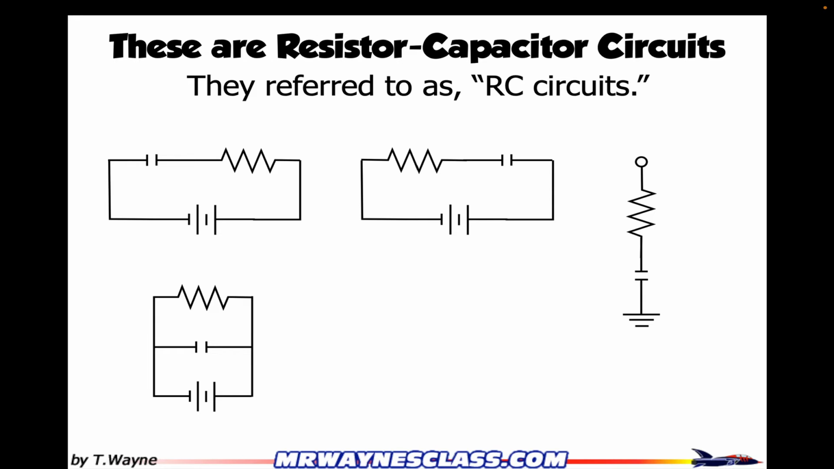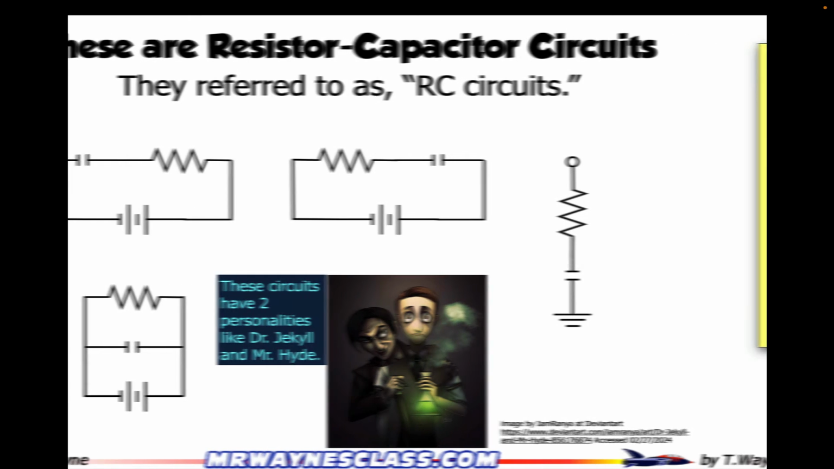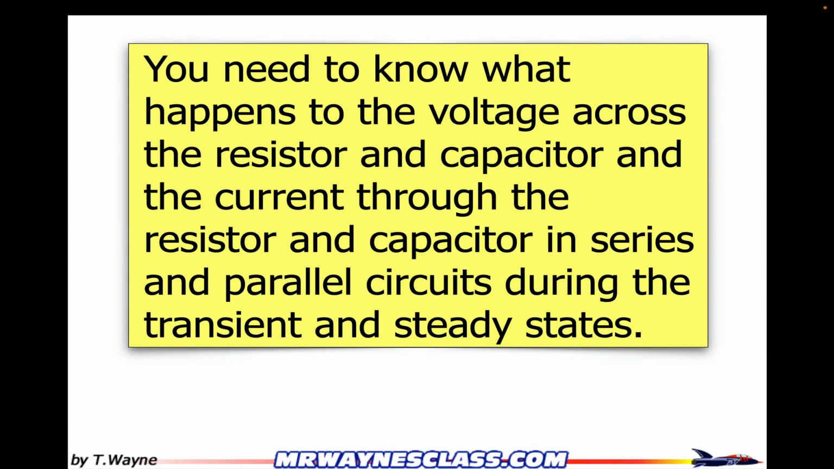And when I look at these circuits, they have two personalities. So I think of them as Dr. Jekyll and Mr. Hyde. They operate two different ways. So what do we need to know by the time we're done with all these videos? You need to know what happens to the voltage across the resistor and the capacitor and the current through the resistor and the capacitor in series and parallel circuits during the transient and steady states. Wow, a mouthful.